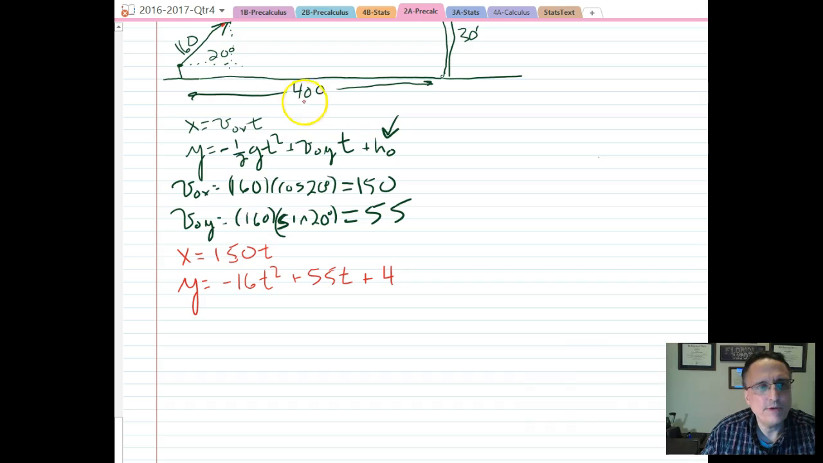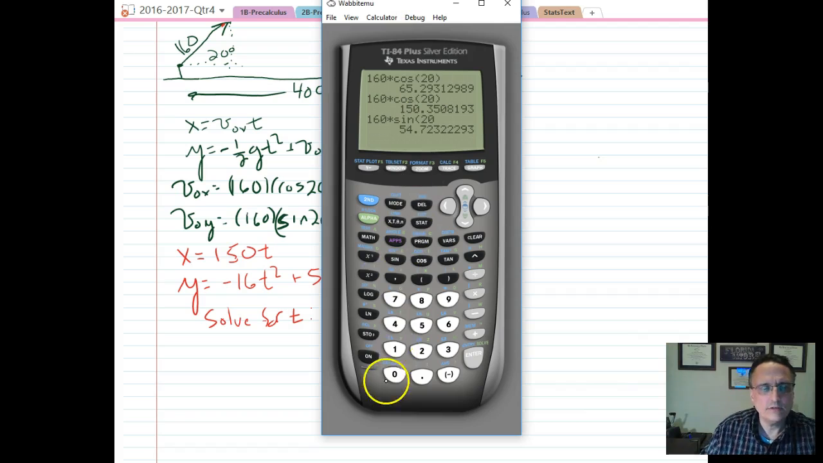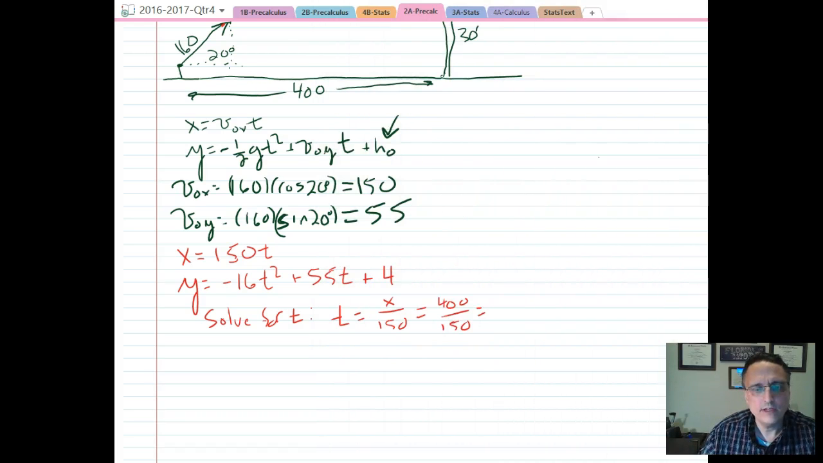So what we'll do, we know that the ball is going to travel 400 feet in the x direction. So I can solve for t using the x equation. And t is going to be equal to x over 150. So that's 400 over 150. 400 divided by 150 is 2.7. So we'll call this 2.7 seconds.